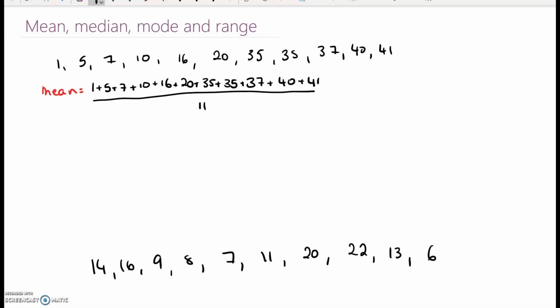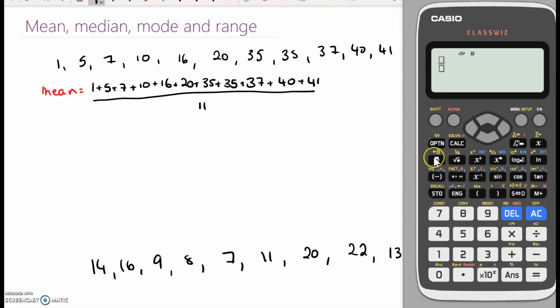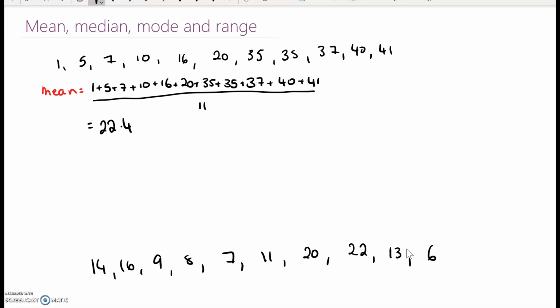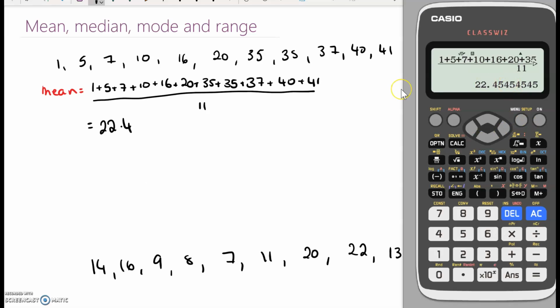Now I'm going to work this out by putting it in my calculator, using the fraction button. I'm just going to add in 1 plus 5 plus 7 plus 10 plus 16 plus 20 plus 35 plus 35 again plus 37 plus 40 plus 41, and then divide that by 11, and I get 247 over 11, which is 22.45. Okay, so that's my mean, 22.45, let's double check that, yeah.